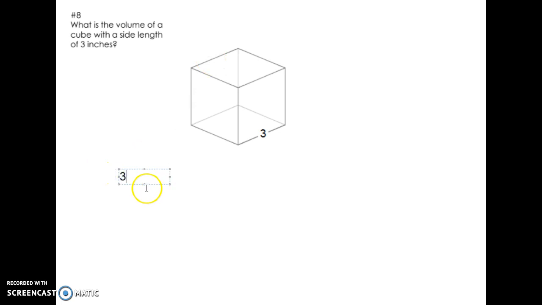All right, number 8 says, what is the volume of a cube with the side length of 3 inches? Well, if our one side is 3 inches and it's a cube, all sides are even, right? So it's going to be 3 to the 3rd power. I'll let you guys finish that one off.